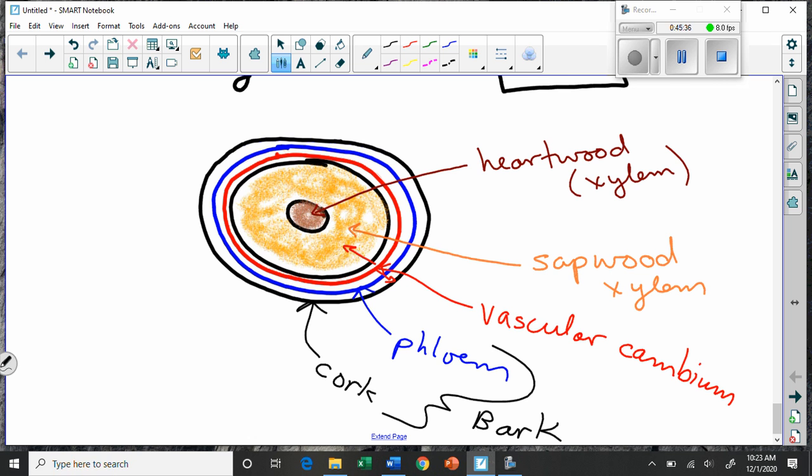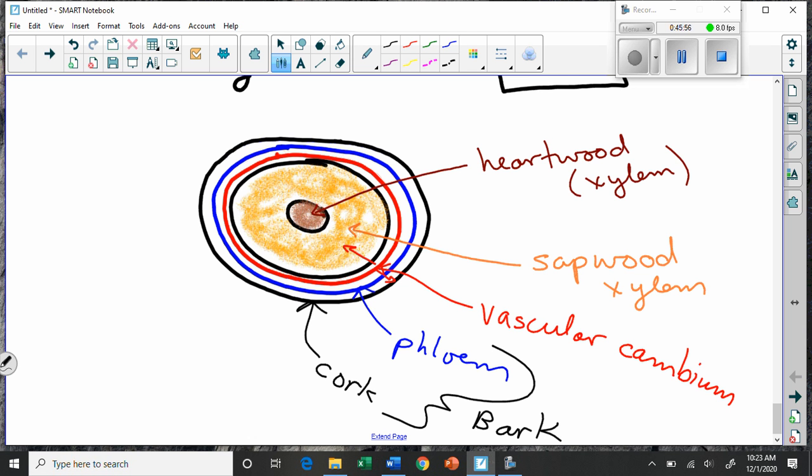And that phloem, of course, is transporting the sugars up and down. It's a very important tissue. And the vascular cambium is sort of in between the xylem and the phloem. So the tree basically grows outward from the red line, inward towards the middle and outward from the red line. As it grows in, it makes more xylem.